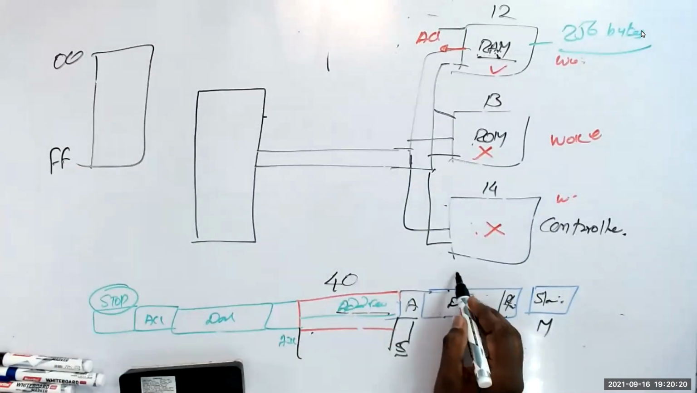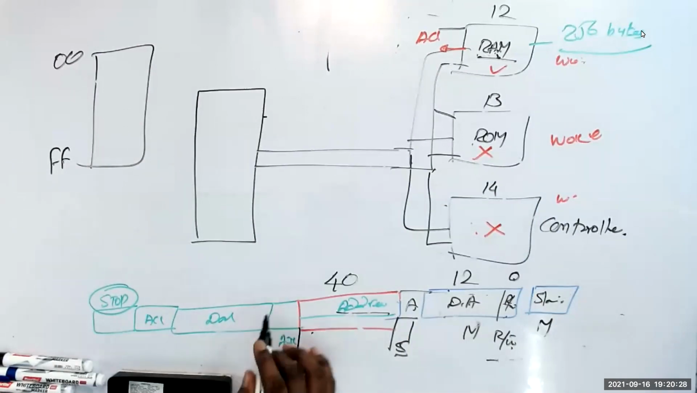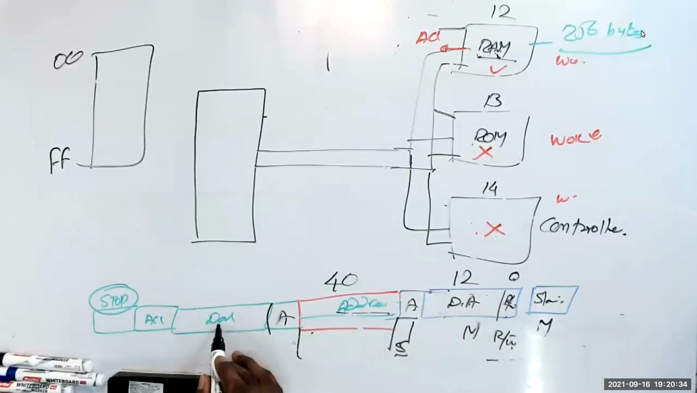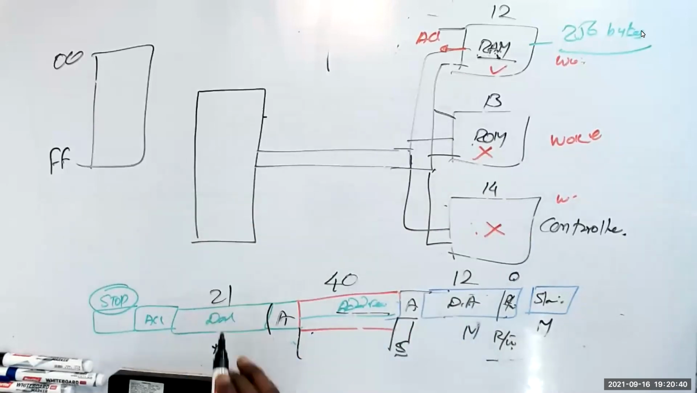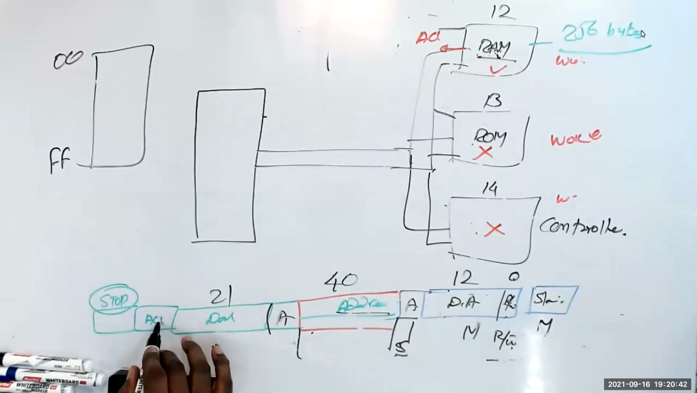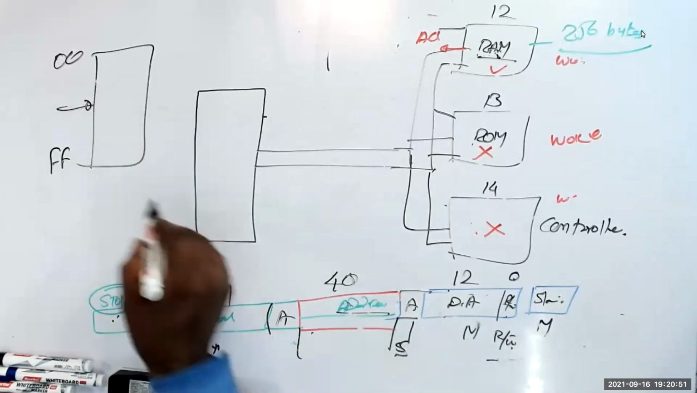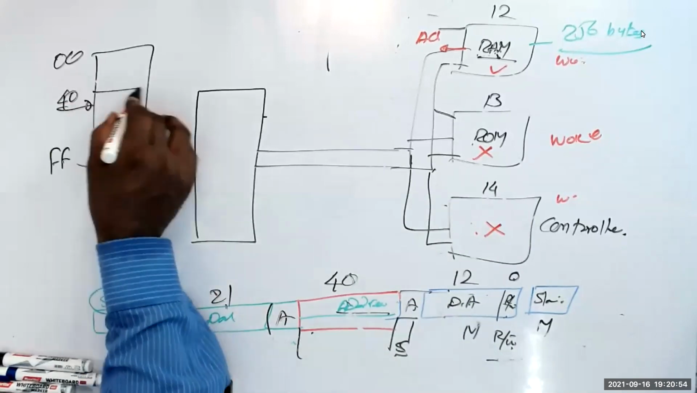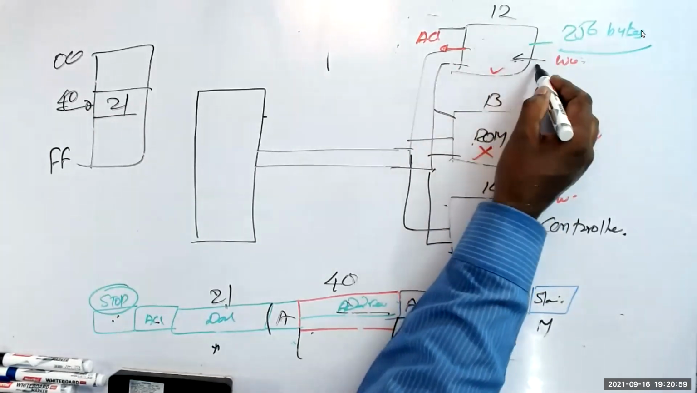I send the device address 12. I make write as 0 because it is read or write bar. Write bar means 0. Now the slave sends acknowledgement once again, 1 bit. Then the master sends data as 21. Then slave sends acknowledgement. Then master sends a stop. That means at location 40 in the RAM, you have written data 21.